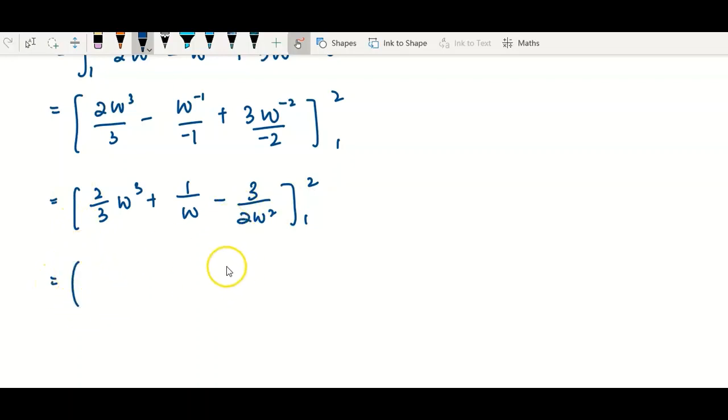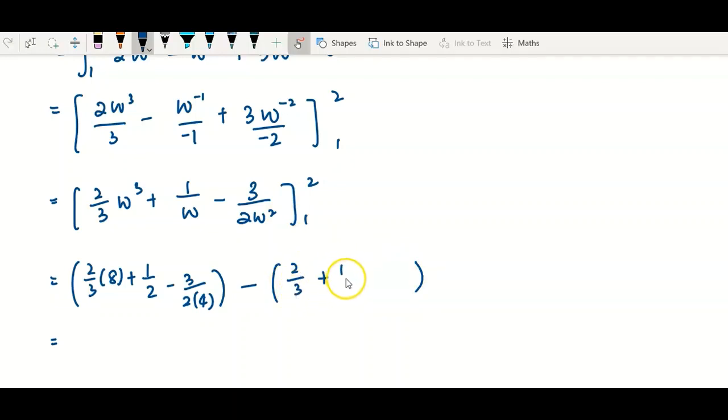So now you can provide two brackets and just put in your upper limit first. You have 2 over 3 multiplied by 8 plus 1 over 2 minus 3 over 2 multiplied by 4, and put in 1 inside here. The substitution of the 1 will be put inside this second bracket. You have 2 over 3 plus 1 over 1 minus 3 over 2. Alright, then with the assistance of a calculator, you can have your answer as 127 over 24.